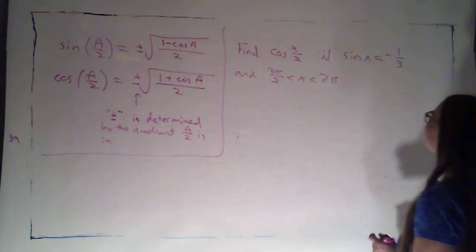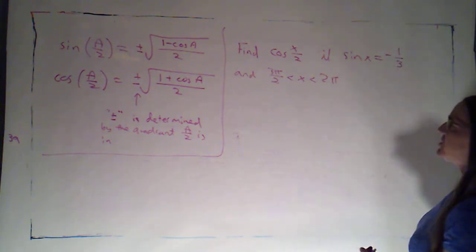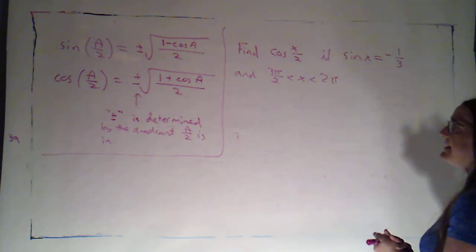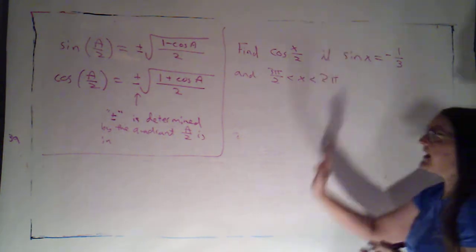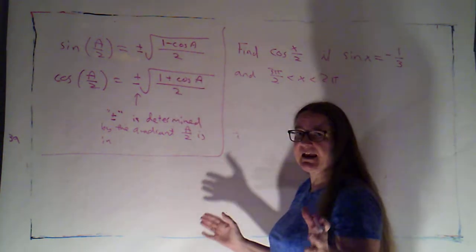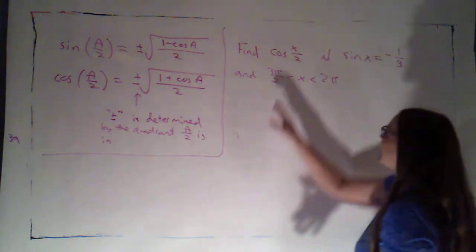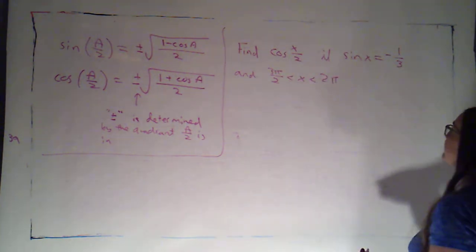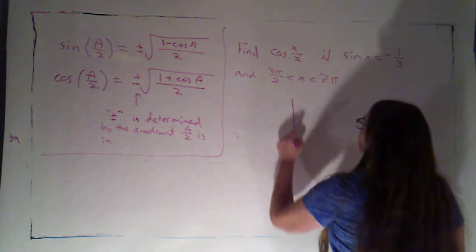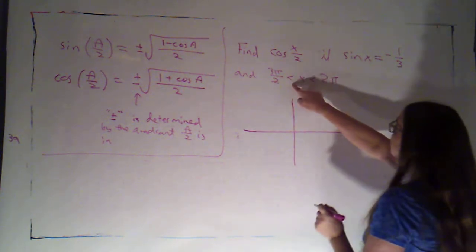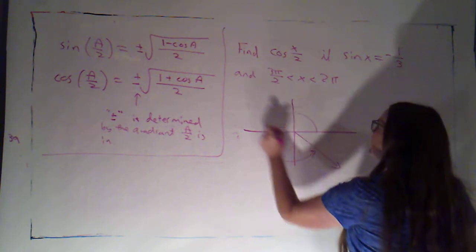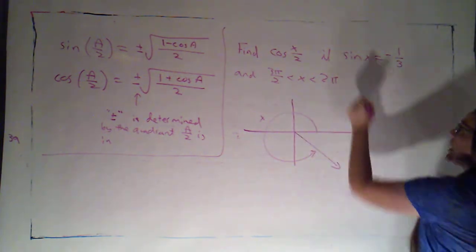Welcome back. Okay, so I'm going to start by finding cosine of x, because I can see that's what I'm going to need. Again, here I'm calling it x. In the formulas I called it a. That's just a name. I'm looking for cosine of half the angle. I'm going to need to know cosine of the full angle. So, if x is between 3 pi over 2 and 2 pi, I know that x is going to be in quadrant 4.